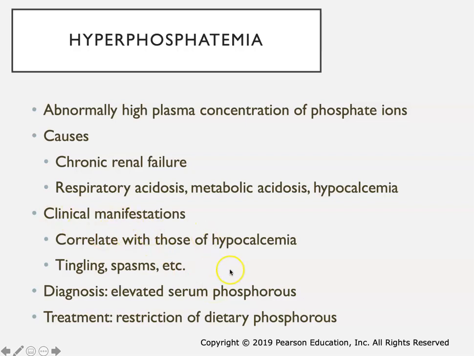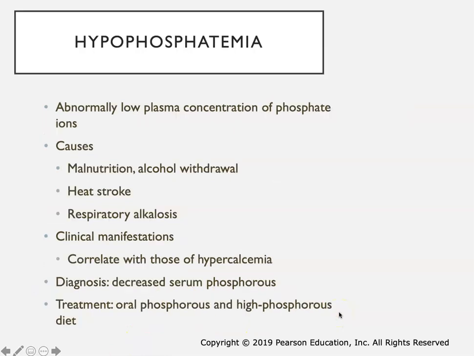Okay, clinical manifestations. So these clinical manifestations will correlate closely with hypocalcemia, okay? So they're sort of, right, I guess, kind of opposite each other. So the clinical manifestations you see with too little calcium will correlate with the clinical manifestations that you see when a patient has increased levels of phosphate, okay? Some of them tingling, spasms, etc. Okay, and I'm going to show you that table in a second anyway. In terms of diagnosis, elevated serum phosphorus levels, treatment, restriction of dietary phosphorus.